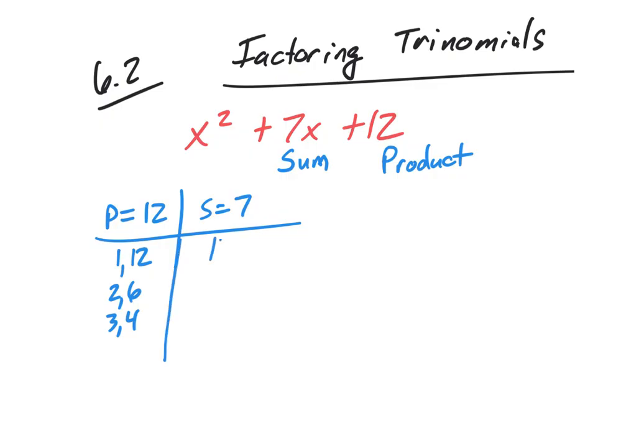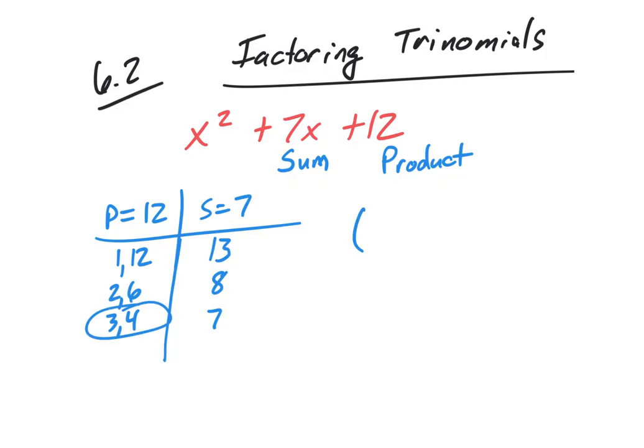So then I'm going to add those 2 numbers together. 1 and 12 makes 13. I need a sum of 7. 2 and 6 makes 8. Really close, but not quite. 3 and 4 makes 7. So these are the 2 numbers that we want.